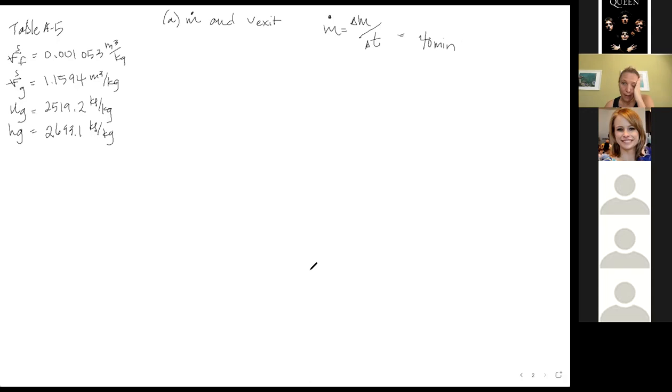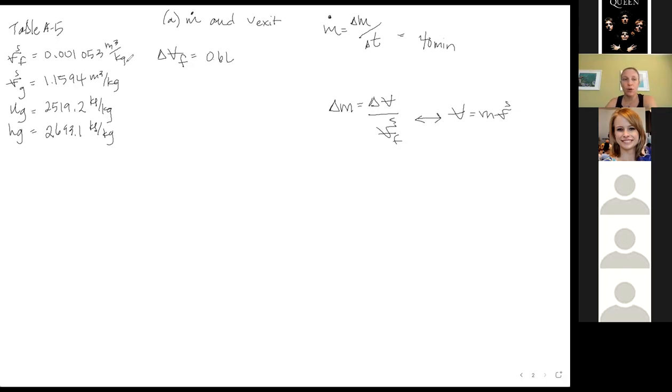And my change in mass, I don't know exactly. I know my change in volume of my saturated liquid is 0.6 liters, but I don't know my change in mass. But there's a relationship where my change in mass is going to be my change in volume over my specific volume, right? Because volume is equal to mass times specific volume. That's like the definition. So these are kind of playing off each other.